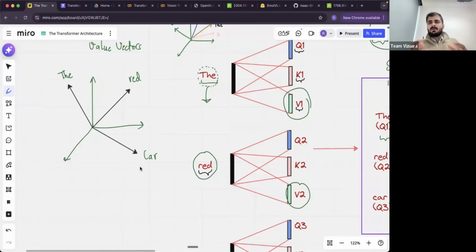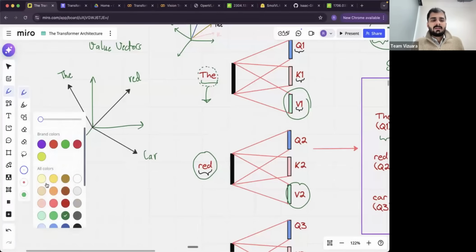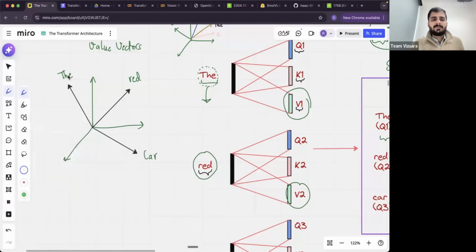Now I'm going to explain to you geometrically how these vectors are transformed. Imagine that for the query, the attention for this is 20%. The attention for this is 60%, and the attention for this is 20%.